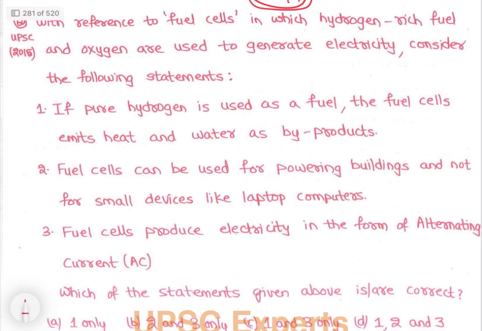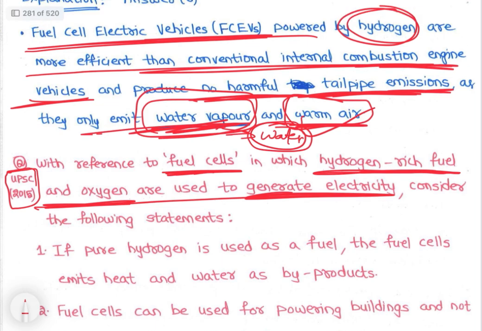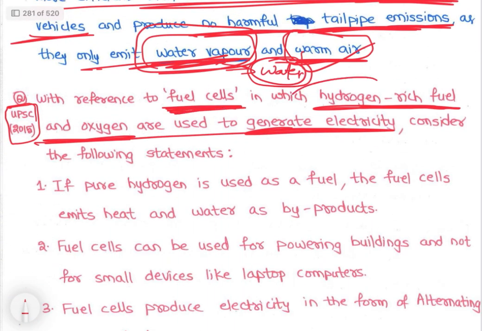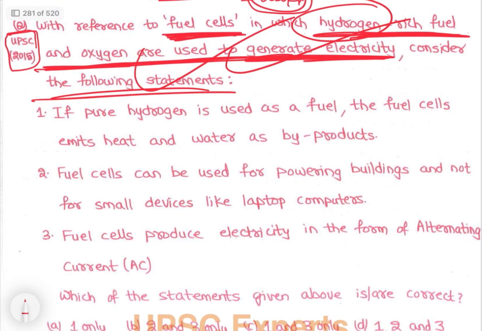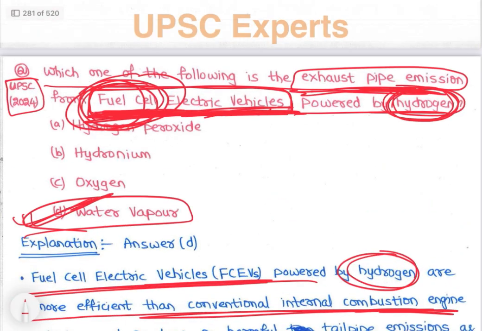So now let's see. अब देखो 2015 में same question आया. With reference to fuel cells in which hydrogen rich fuel and oxygen are used to generate electricity, consider the following statements. If pure hydrogen is used as a fuel, the fuel cells emit heat and water as byproduct. अब देखो सीधा ये point is the answer. Water vapor is what? Water. क्या आएगा? Water आएगा.